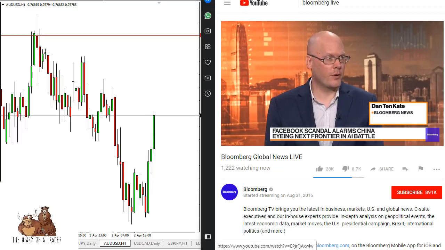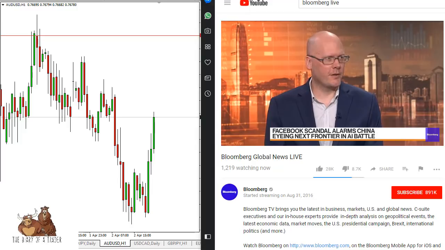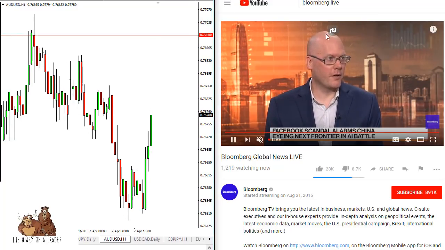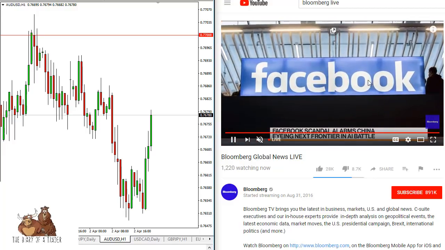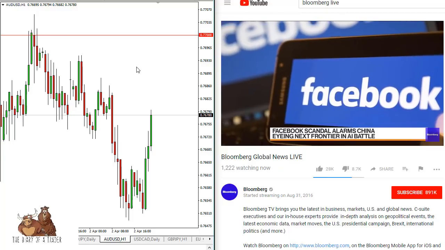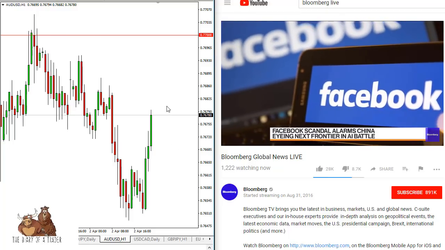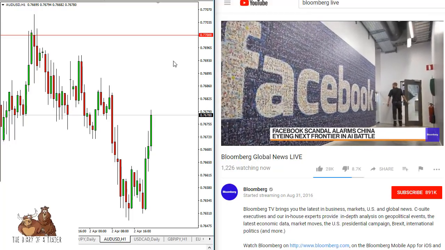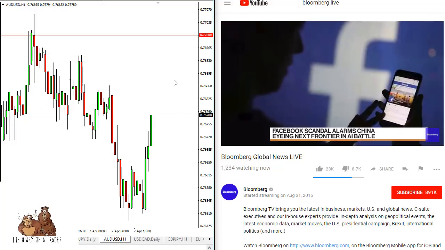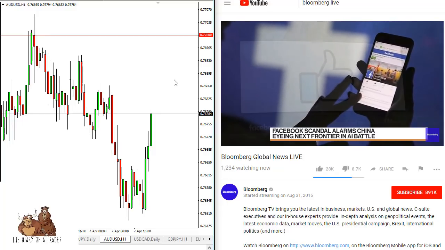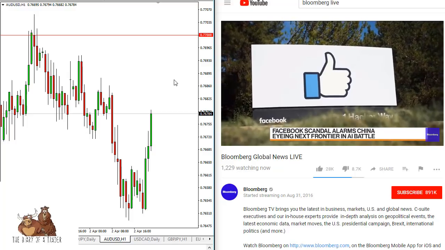In front of you, I have what would essentially be dual monitors, as I have the browser for Bloomberg Live on the YouTube channel. This is free. It's free streaming. It's excellent streaming. And then you have the Australian dollar. So as I record this, this is during the Asian session, and of course the Aussie is much more active in Asia than some other currencies. So this gives you an idea as to how I would use this.